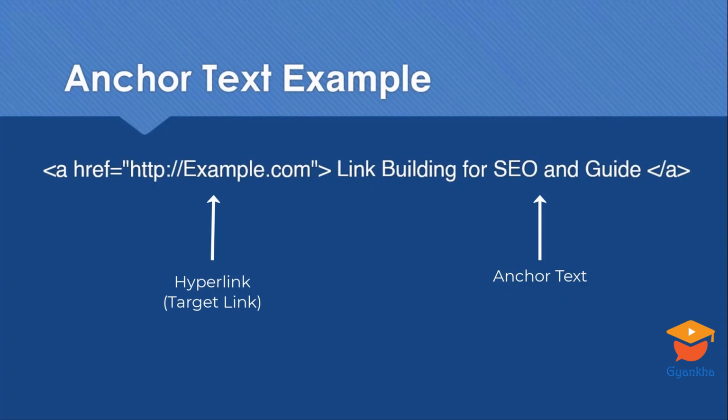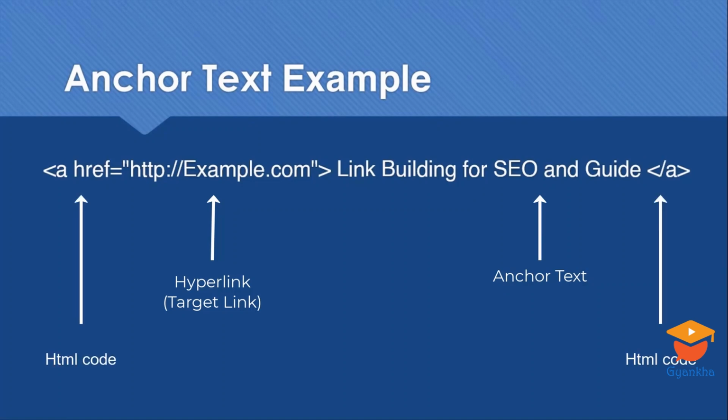So when search engines crawl over this link, they're going to take a look at the anchor text, and they're going to say, hey, that page that's linked here, example.com, likely has content that's related to link building for SEO and guide. So those are some of the keywords that we're looking to rank for with this link. And that's why we're using them as the anchor text.